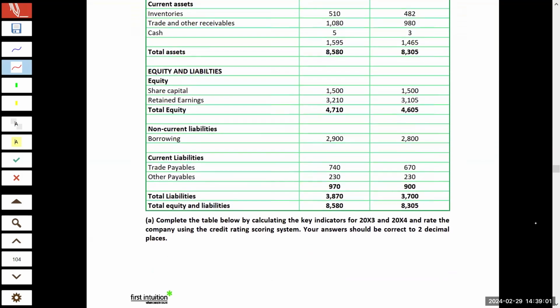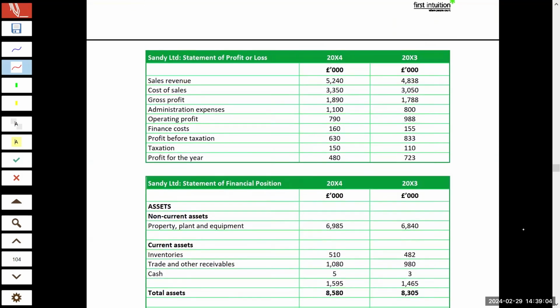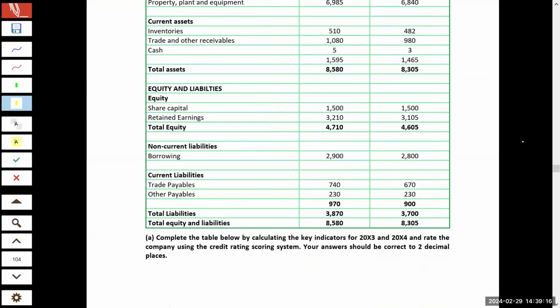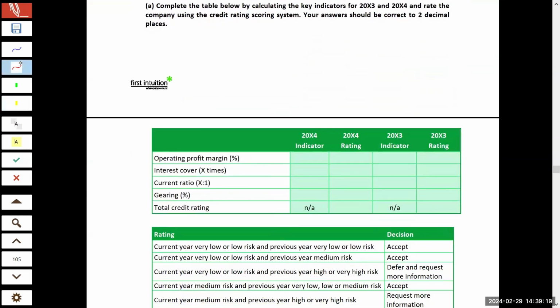Now, the operating profit margin can be very easily defined as your operating profit divided by your revenue multiplied by 100. Plain and simply, for the first one, that is £790 divided by the revenue figure, 5,240, multiplied by 100, 15.08%. So in it goes.